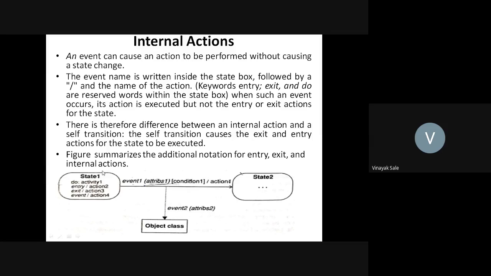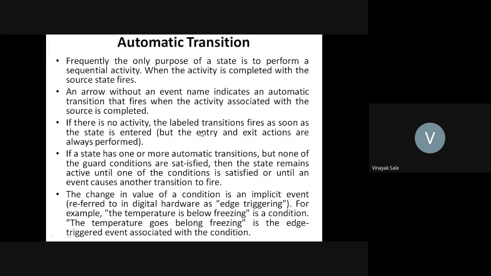So whenever event first occurs, that is attribute first, then this attribute has the coordinates, that is action first. Suppose this is event second, then it has attribute second. So this is regarding the object class. Event first is regarding the state. Then the third is automatic transition.